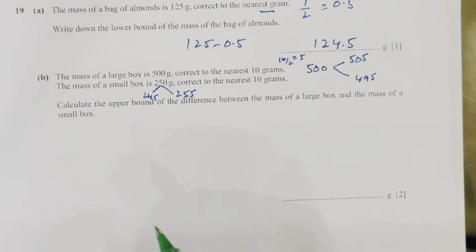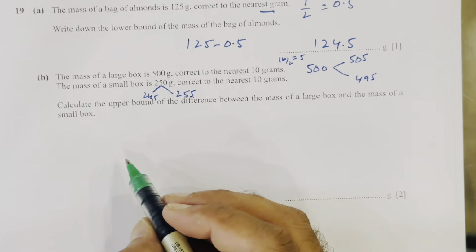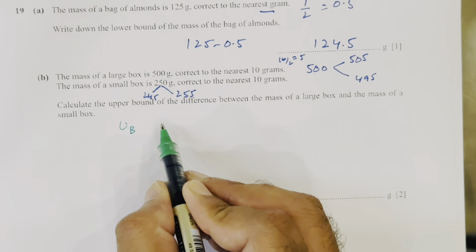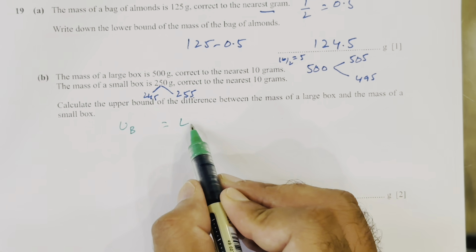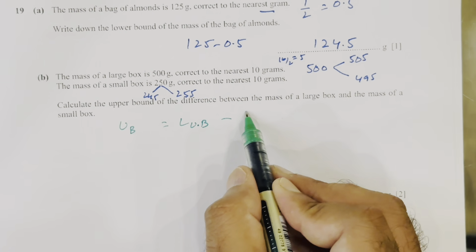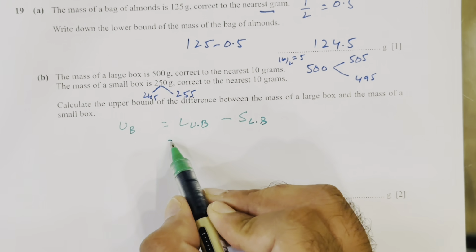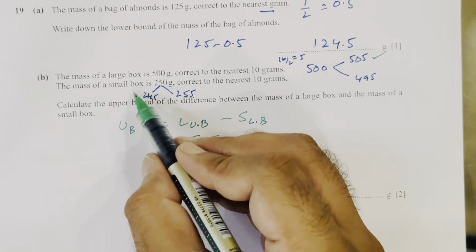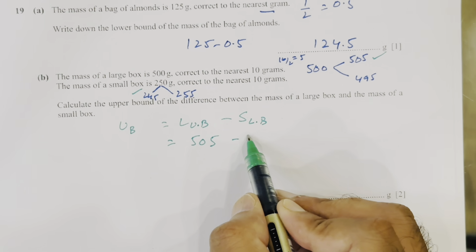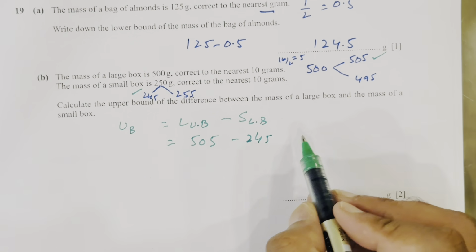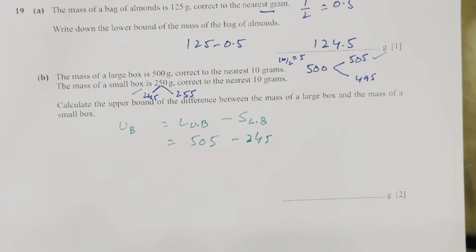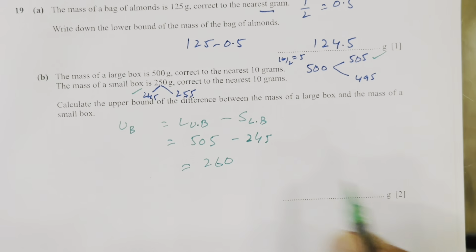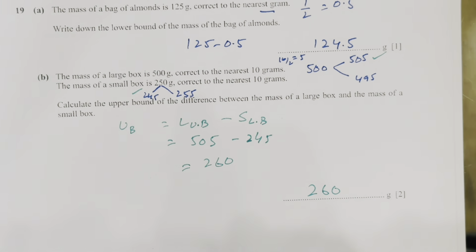Okay, calculate the upper bound of the difference between the mass of the large box and the mass of the small box. So the upper bound of the difference should be like that: larger upper bound minus smaller lower bound. The larger upper bound has a value of 505 and the lower bound of the small one is 245. After subtracting, we get the value 260. So our answer is 260 grams.